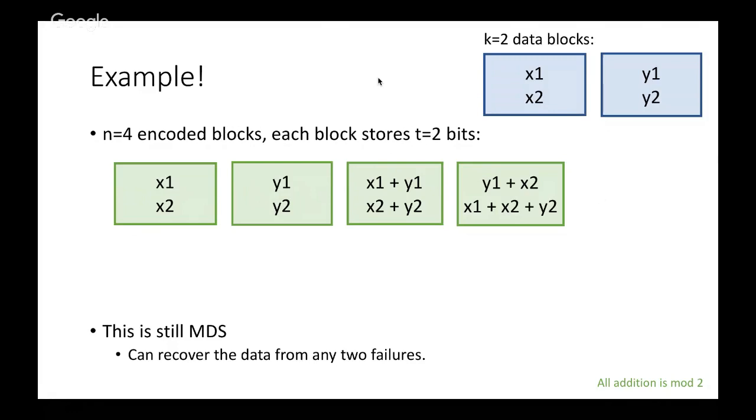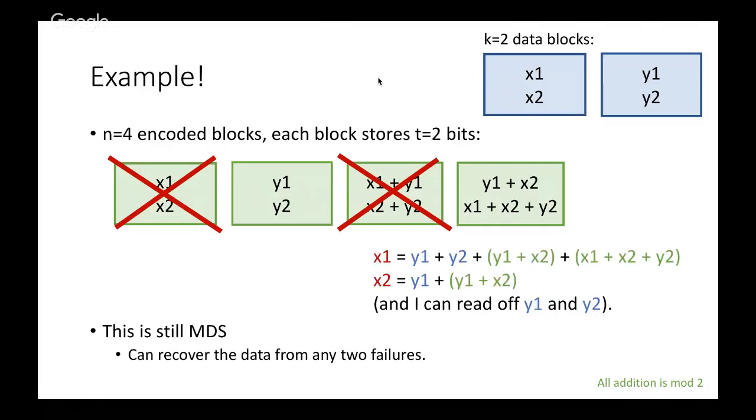So I need to show that it can recover from any 2 failures. Proof by examples. Let's show that it works from these 2 failures. If these 2 nodes fail and I want to recover the data, y1 and y2 are just sitting there, so I can download y1 and y2. And if I want to recover x1 and x2, I can do it like this. For example, x2 is equal to y1, which I've downloaded from here, plus y1 plus x2, which I can download from here. And here all addition is mod 2. And so I can recover all the data. But note that this requires downloading 4 bits of information, which it should, because I'm trying to recover 4 bits of information. So far that checks out.